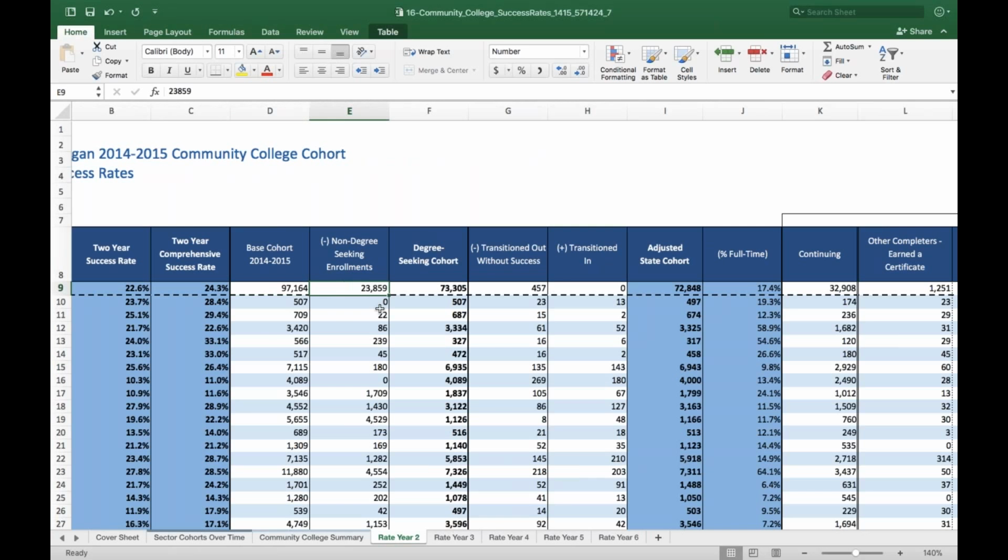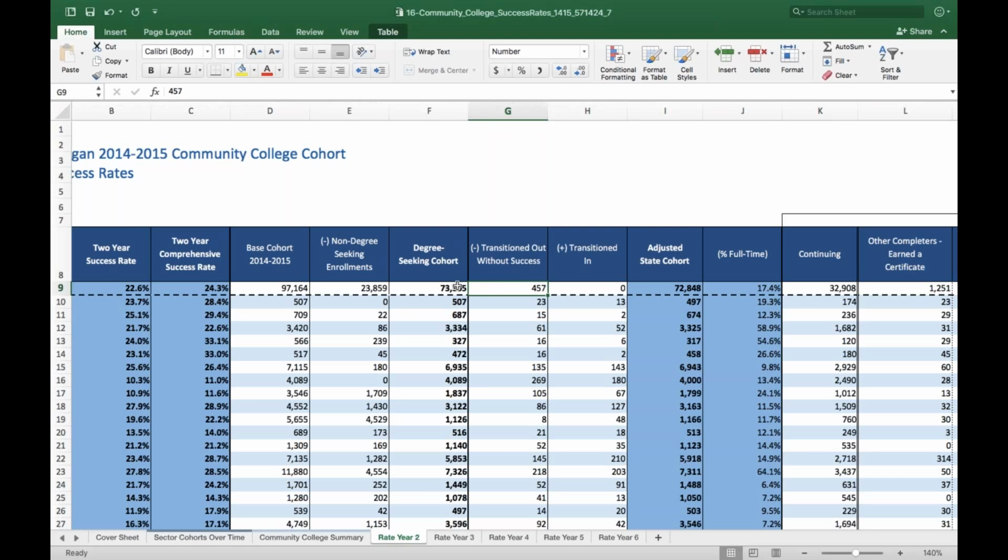What I am doing though is taking out those non-degree seeking enrollments, which is about 20 to 25%. So what I'm left with is a degree seeking cohort. These non-degree seeking students are the students that were defined as such by what the IHEs told us in terms of non-degree and degree seeking. So there's an additional calculation before we get to the denominator of the success rate, where we will remove students who transitioned out without a success.